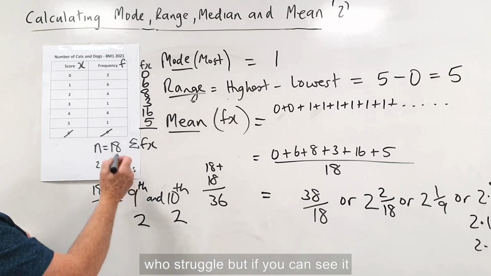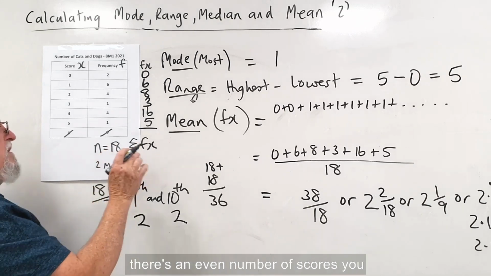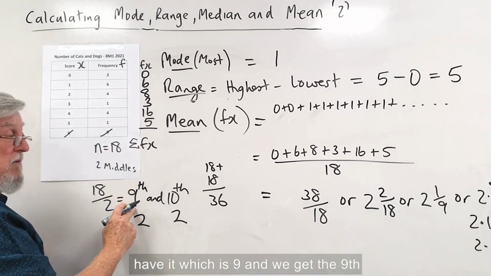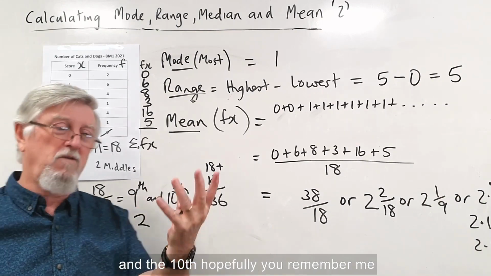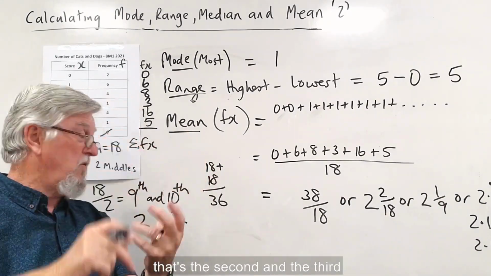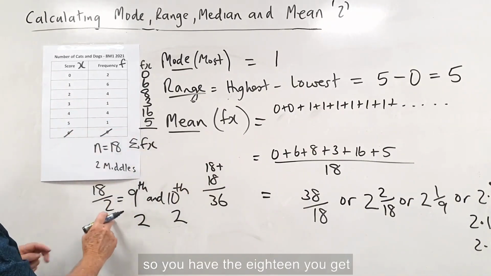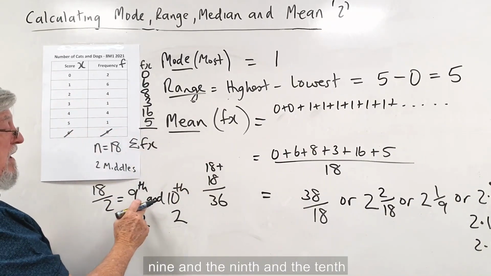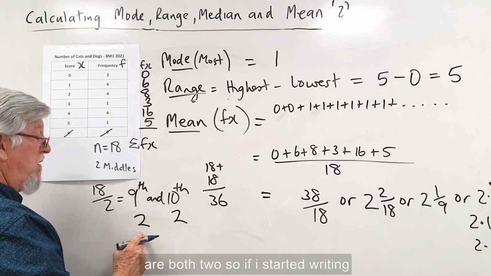But if you can see it, there's an even number of scores. You halve it, which is 9. And we get the 9th and the 10th. And hopefully you remember me doing the 4 of those. Half 4 is 2. That's the 2nd and the 3rd. So you halve the 18, you get 9. And the 9th and the 10th are both 2.